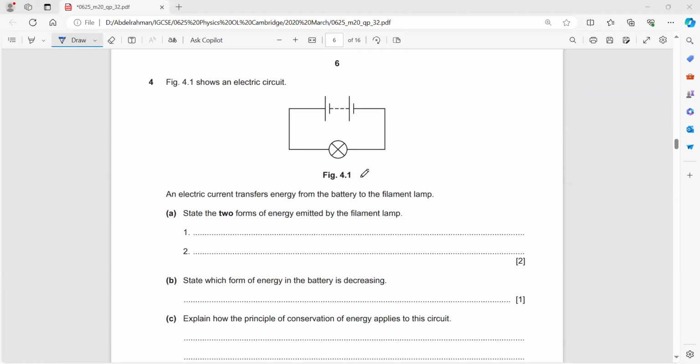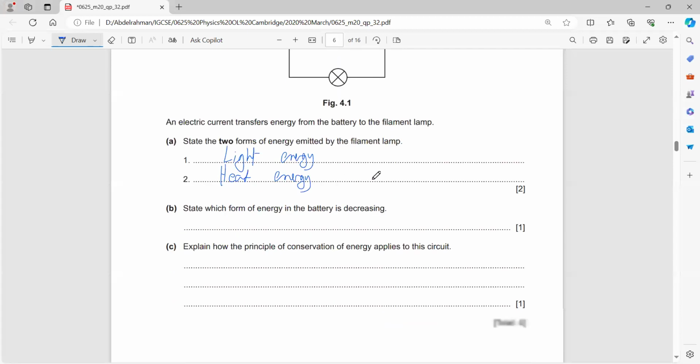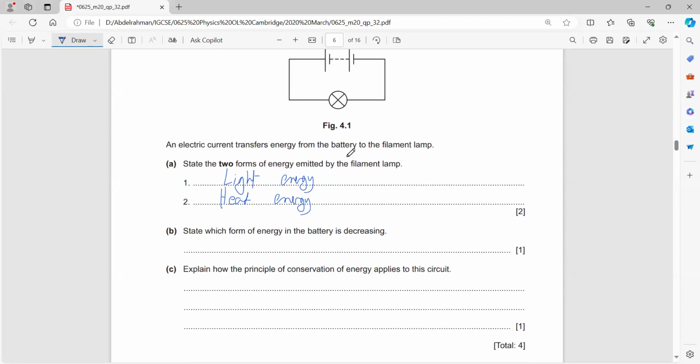I have a circuit. State two forms of energy emitted by the filament lamp. What are they? Light and thermal, or heat energy. Which form of energy inside the battery is decreasing? Chemical energy, correct. This is the only energy stored inside the battery.